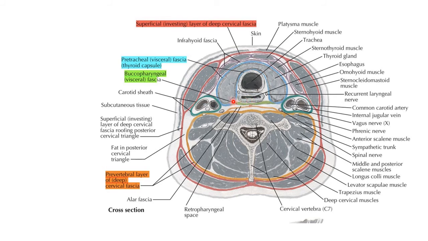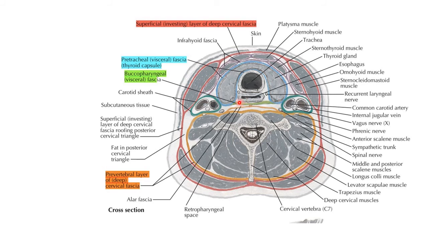There is a potential space between the buccopharyngeal fascia and the pretracheal fascia. This is a potential space which is called the retropharyngeal space. This space allows the expansion of the pharynx during swallowing. It is continuous with the parapharyngeal spaces on either side of the pharynx. It is divided into two lateral compartments, this one and this one, by a midline fibrous raphe.